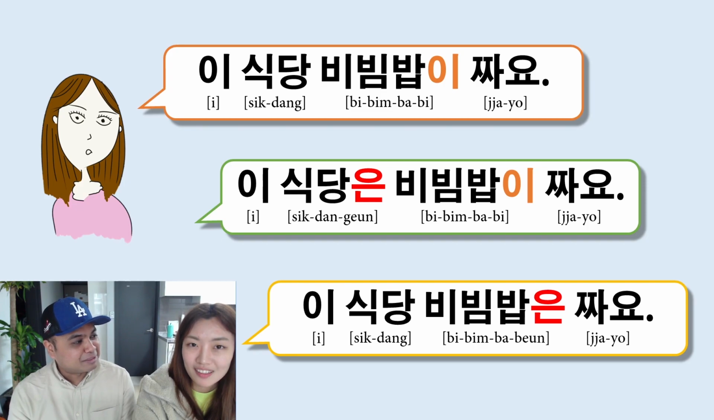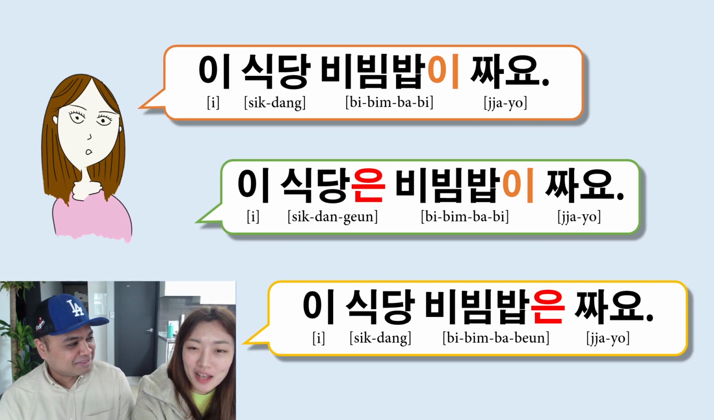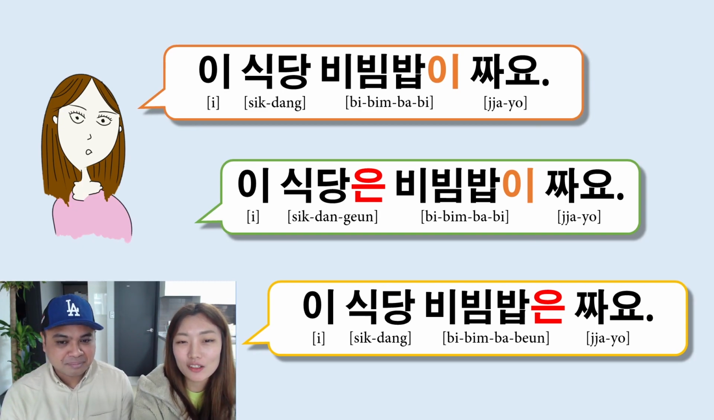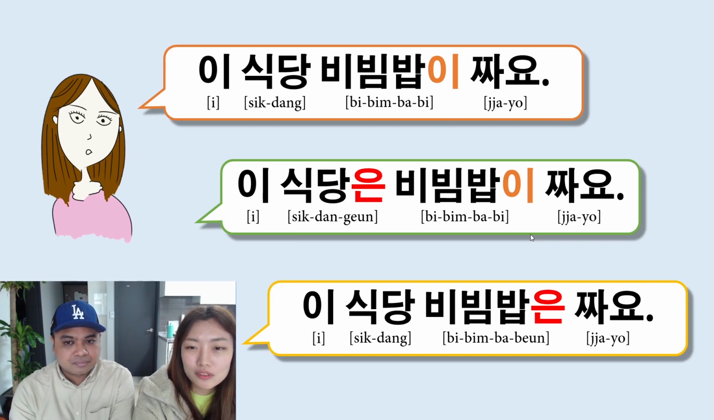Now you look at Donna's face, she's like, what? Yeah, because in the second sentence, 이 식당은 비빔밥이 짜요, you definitely know the bibimbap is salty here. But the third sentence, 이 식당 비빔밥은 짜요.